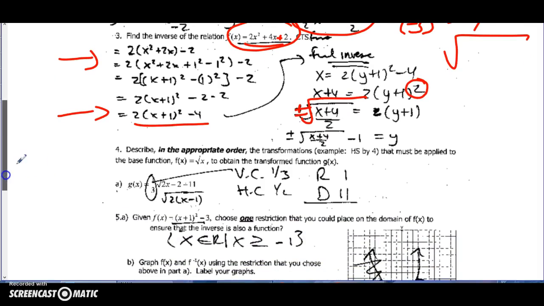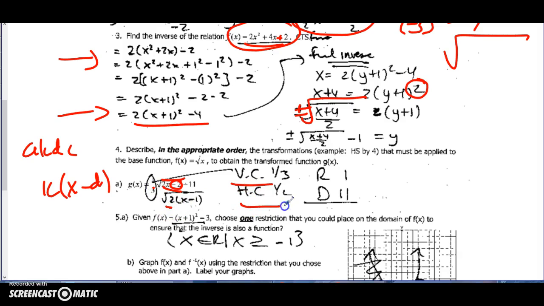Okay, we're whipping through this, or I'm whipping through this. Here, the trick of the unit, go back up there, you have A, K, D, C. So you have K bracket X minus D. Here I don't have that. I have 2x minus 2. There's no bracket, so what you do is factor out the 2. When you factor out the 2, this changes to 1. So now I deal with this vertical compression of a third. That's a 2, so it's a horizontal compression of a half.